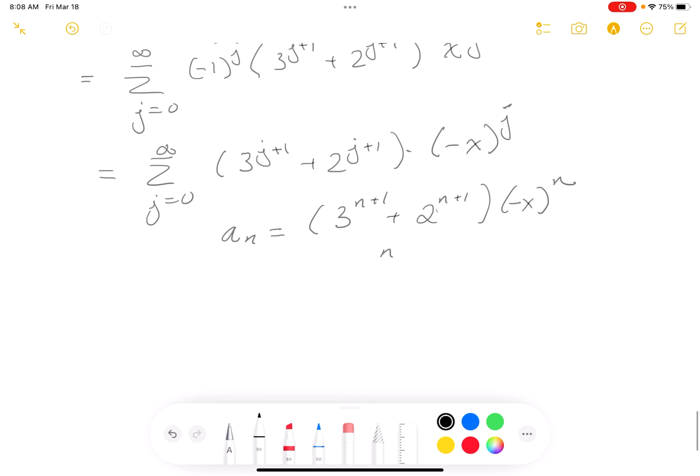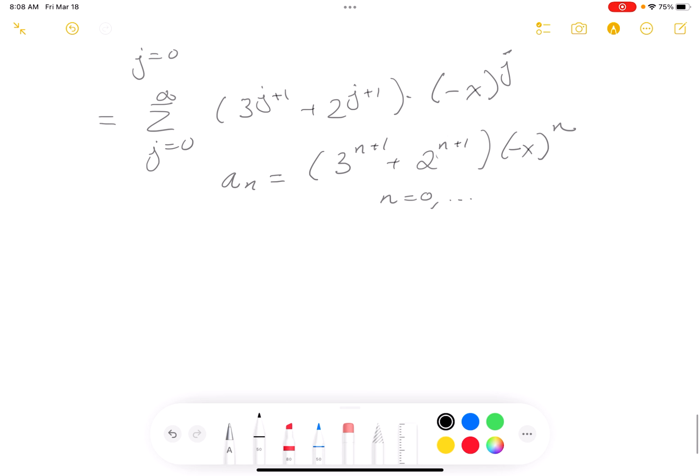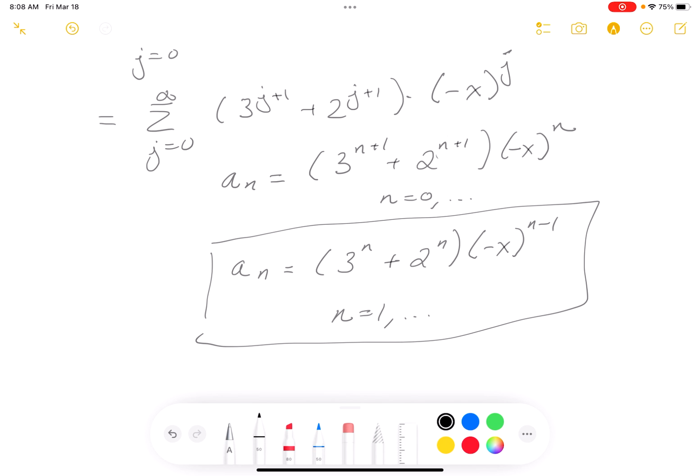And that's considering you're going to start at 0 and move forward. But you know, Wells likes to start at 1, so let's put this over here, a_n. And if you're going to start at 1, it would be 3 to the n plus 2 to the n times minus x to the n minus 1, and that means we're going to start at 1 and we're going to move our way forward. So this is what Wells wants. He wants to start at 1. We're going to start at 1.